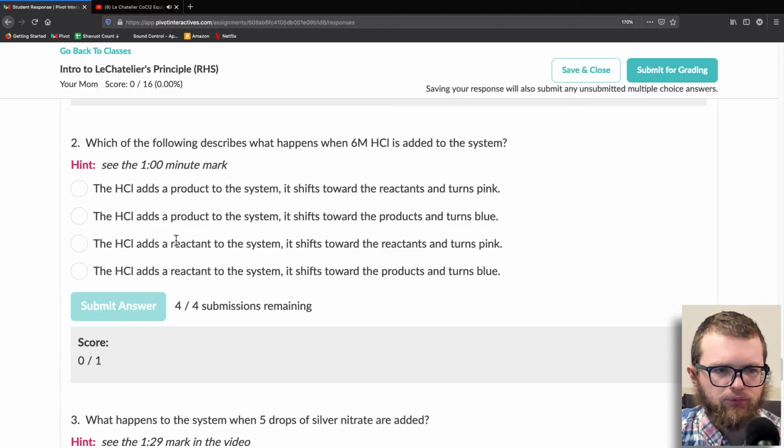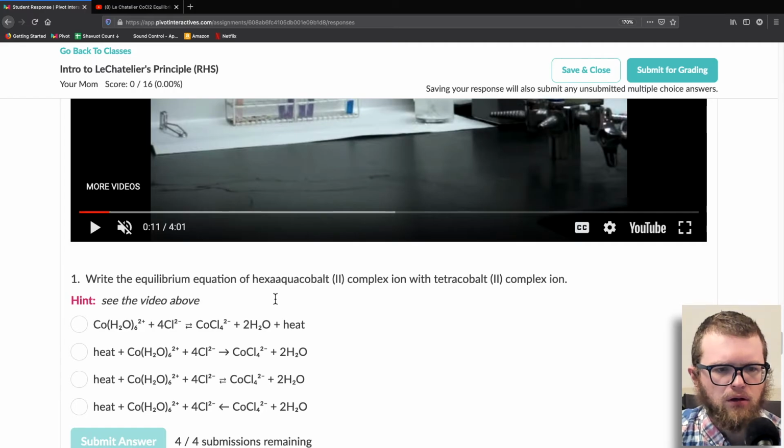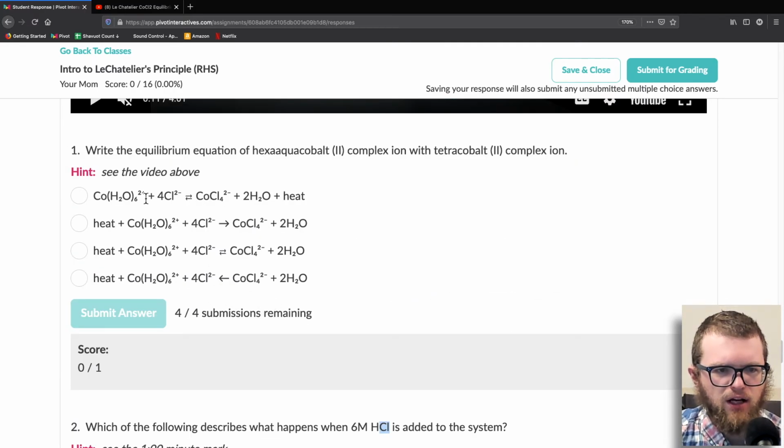Okay. So we saw HCl adds products to the system and shifts the reaction towards the pink. HCl adds product to the system, shifts towards the blue. HCl adds reactant to the system, reactant, pink, blue. So HCl, Cl. The HCl is where we get our Cl minus from.